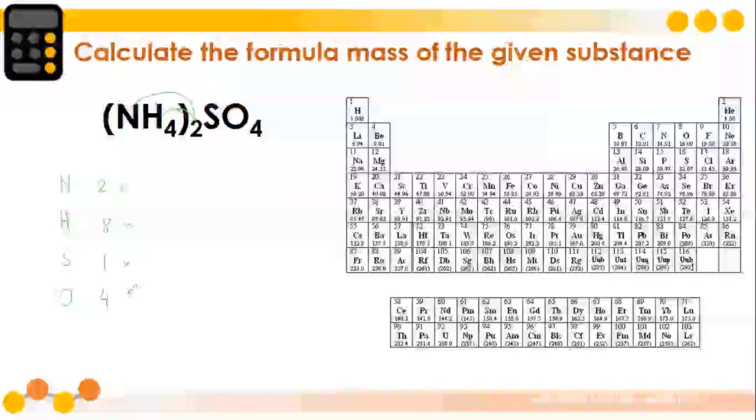And then you need to multiply them by their atomic masses. For nitrogen, we have 14.01. For hydrogen, we have 1.008. For sulfur, we have 32.07. And then for oxygen, we have 16. You just need to multiply them all together. Try to solve it on your own, on your calculator, while I am writing the answers.